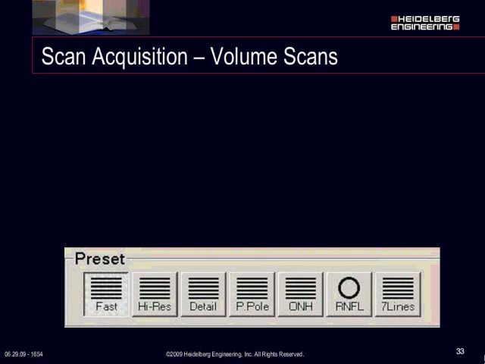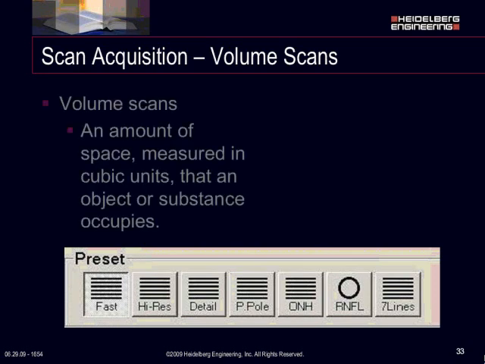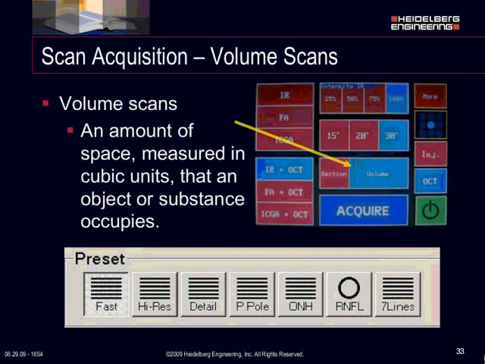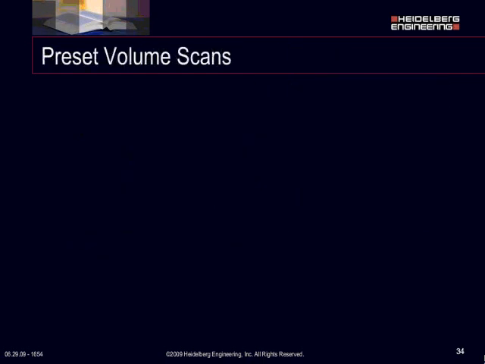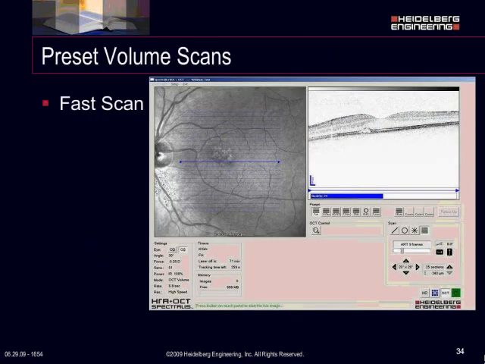So a volume scan is really an amount of space, measured in cubic units, that an object or substance occupies. Again, you can either use the volume button on your control pad, or you can use the presets now in version 5.1. So the preset volume scans: the fast scan is a 20 by 20 degree scan area, and is done at high speed.